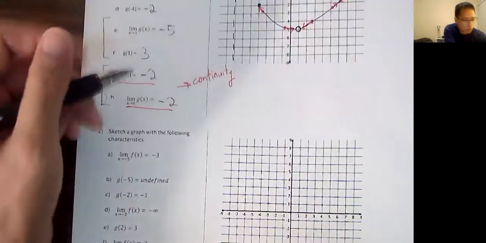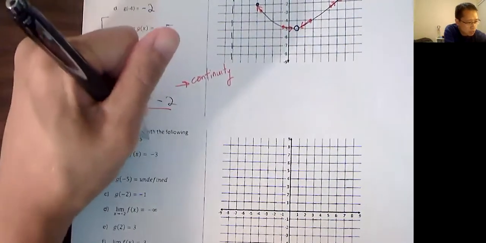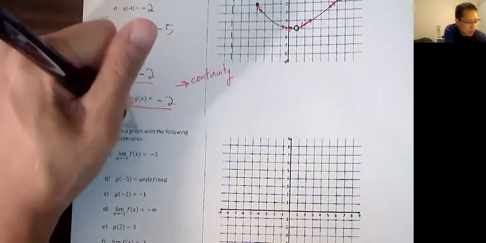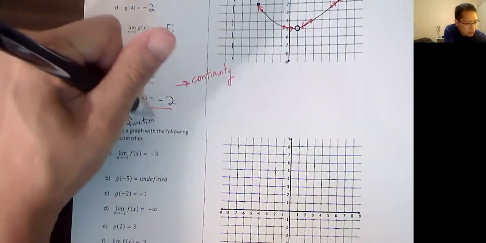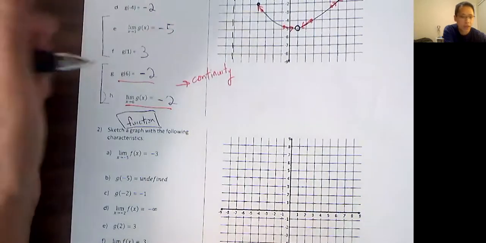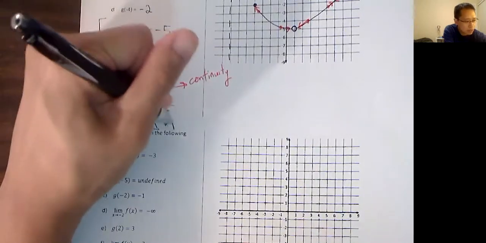So something that I want us to be able to do is that not just any graph, I want this to be a function. So what I mean by that is whatever we create, it needs to pass the vertical line test.